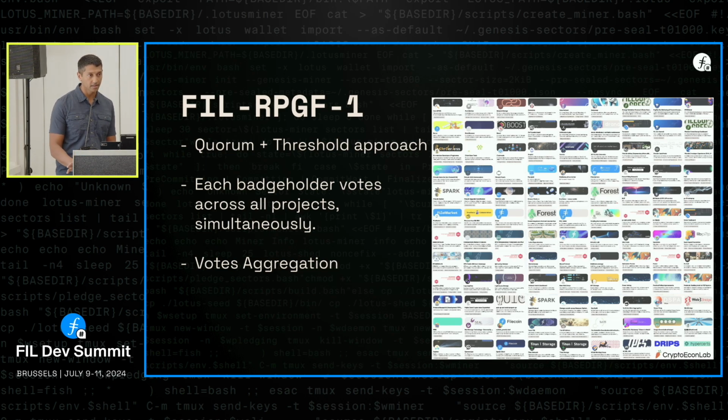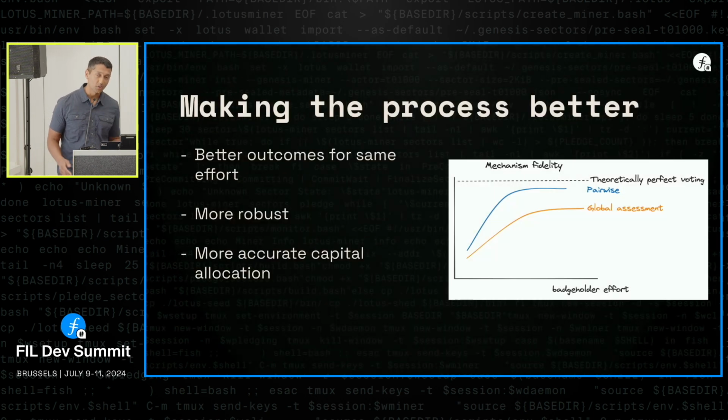So the key point that I'm stating here is that they had to make this decision by looking at all of the projects simultaneously. So cognitively, that may be difficult, and it may not lead to optimal results. So the question is, can we make this process better? And what does better mean? We have to define that first.